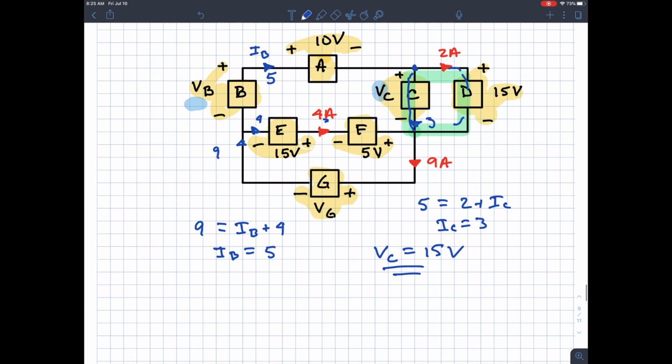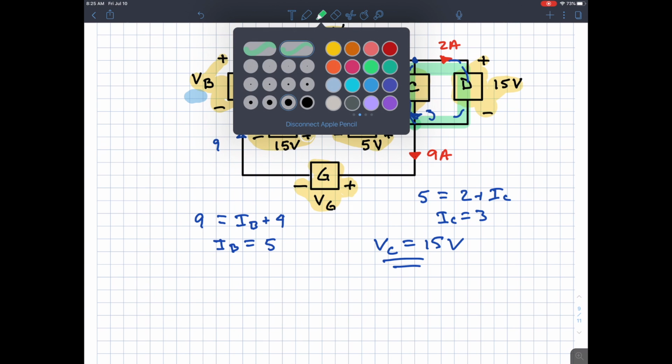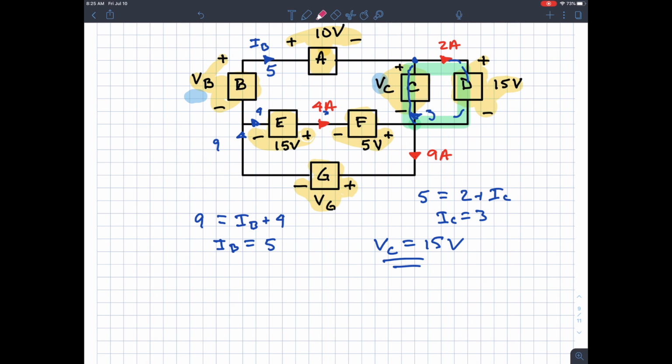Looking at this, what else do I not know? I don't know VB. All right, so I write a loop equation. Again, this starts to get pretty messy when I leave all the notes on here. But I'm going to start right here, and I'm going to go through all the things that I know. I know all the voltages in this path except for VB. All right, so when I do that, I get a rise of VB is equal to a drop of 10 plus a drop of 15 plus a drop of 5 plus another drop of 15. So VB is 45 volts.